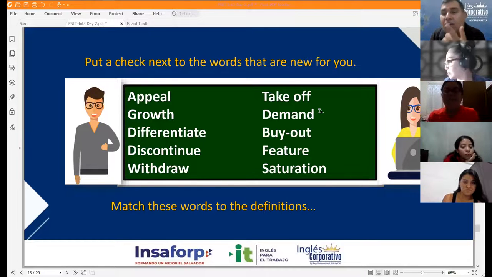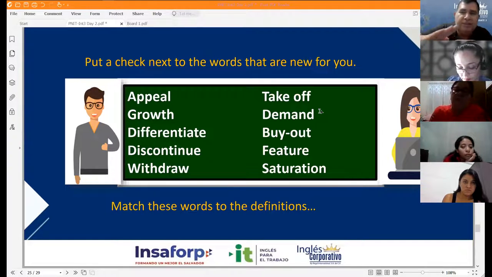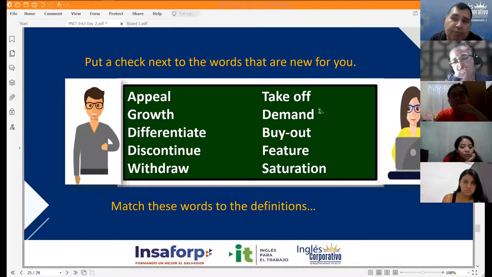But take off has another meaning. A plane, the plane is moving and it begins, right? And it takes off. So the plane leaves the ground. A company. The company becomes popular and begins growing. That is takeoff. Okay. Demand. What is demand?